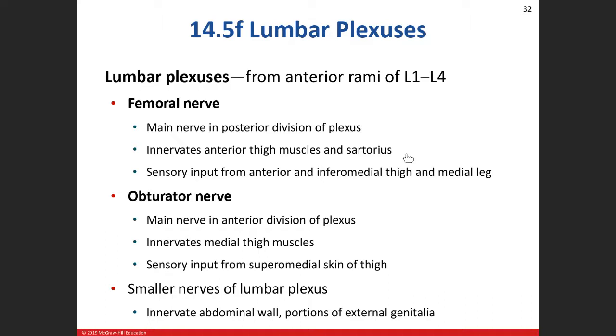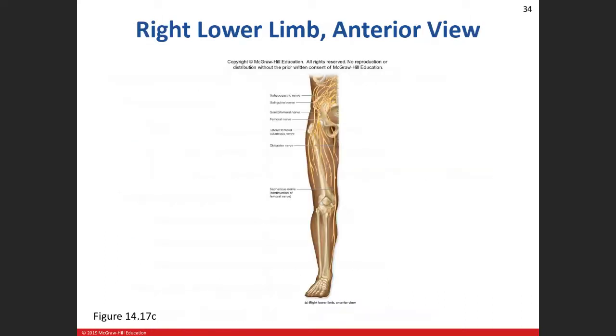Well, let me just show you. If you see here, again, we don't require you to learn all of the different muscles or nerves here, but you can see here's the femoral nerve coming down here. It's going to be innervating all the anterior muscles here. And then you've got the obturator nerve coming down here, on the medial portion.